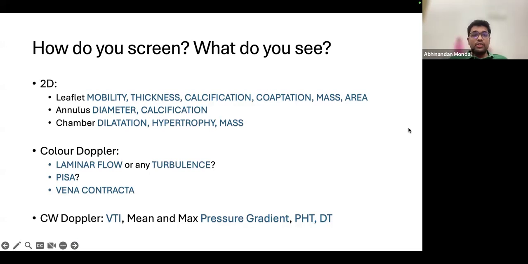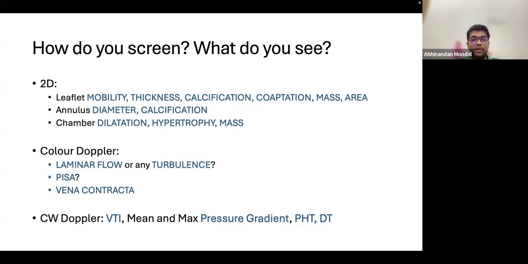So actually, what do you see? In a 2D examination, for the leaflet, we have to see mobility, thickness, calcification, coaptation, if there is any mass, and what is the area of your mitral valve. In the annulus, we have to see whether it is dilated by seeing the diameter, and also if there is any calcification. If there is any chamber dilatation, that is LA enlargement, LV enlargement, any hypertrophy, or any mass.